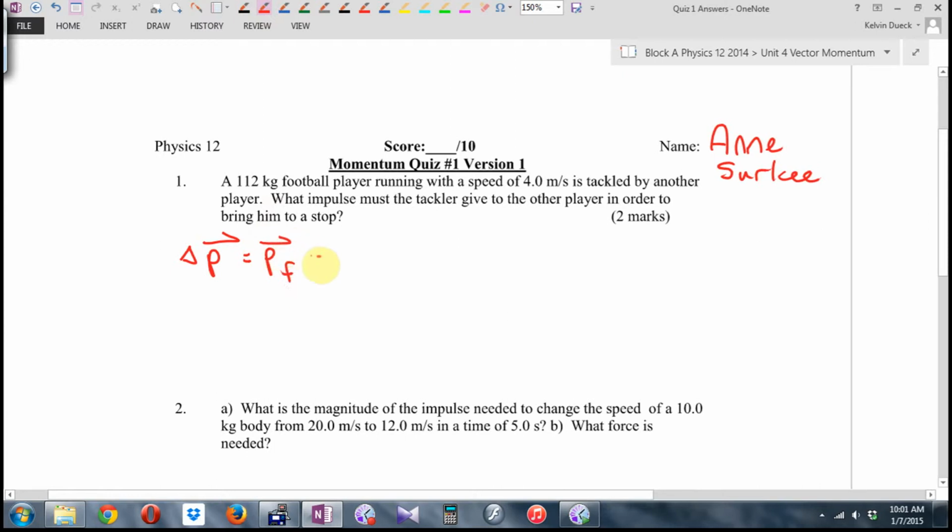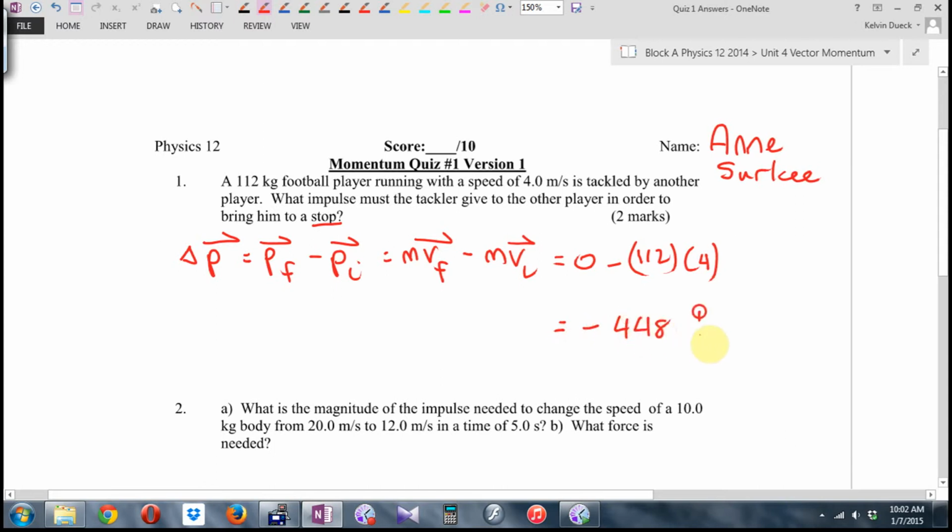I think I'm going to go final minus initial, which is going to be mv final minus mv initial. Now, it looks like it says bring him to a stop. I think the final momentum is 0. The initial momentum is going to be mass times velocity. And I'm going to get negative 448 kilogram meters per second.